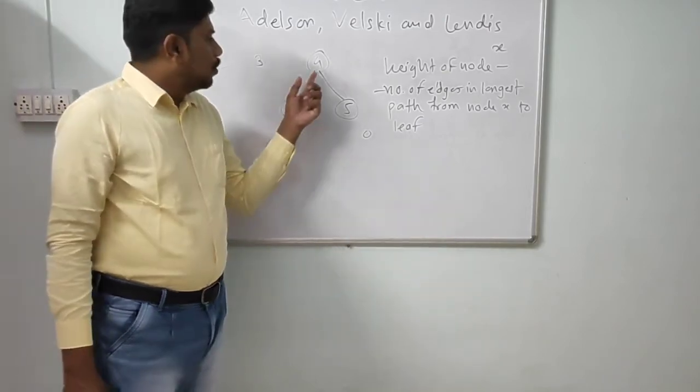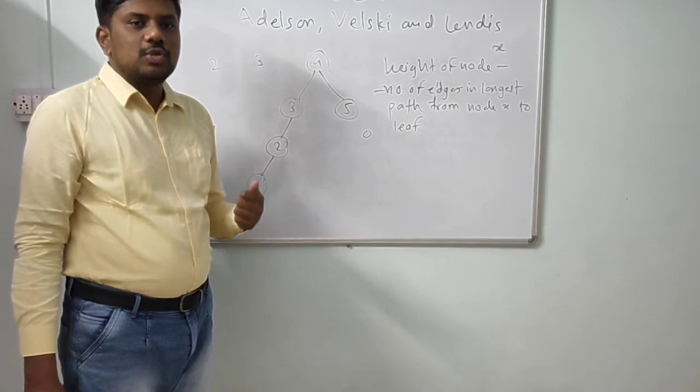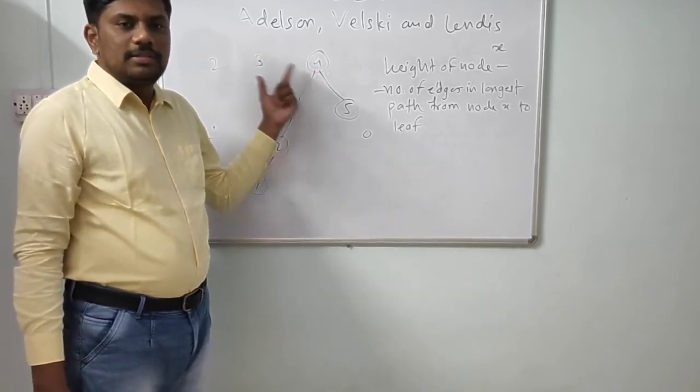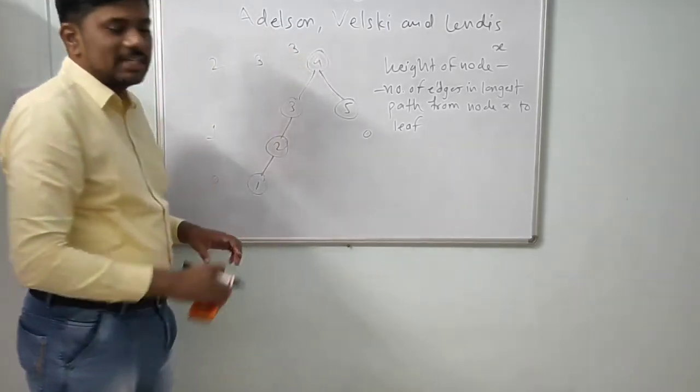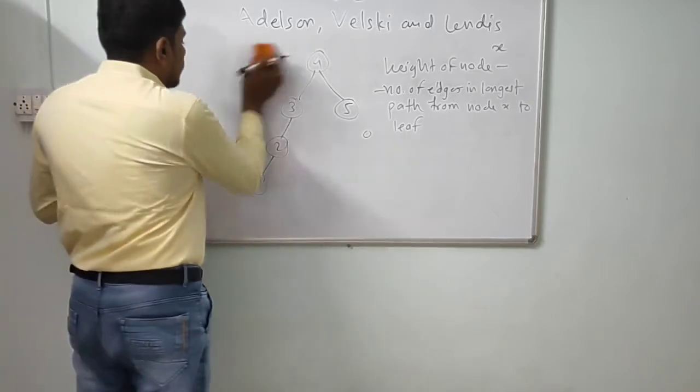And 4 is the root of this tree. So the height of the root is also the height of the tree. What is the height of this tree? 3. The height of the root is 3, so that's why the height of the tree is 3.